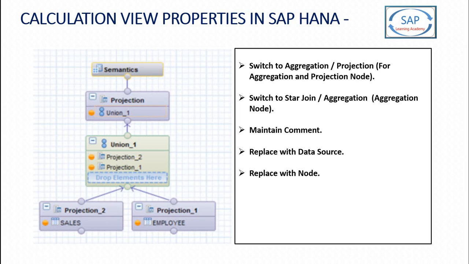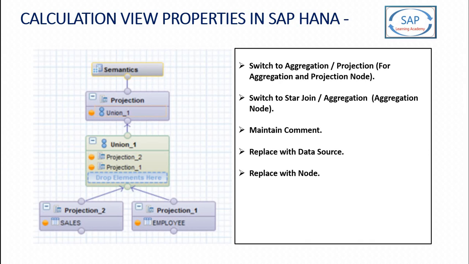And next is replace with data source and replace with node. This is also a very vital feature. Suppose you have a table called sales, and suppose that this table is not valid, then you want to replace it with some other table or data source. Then you can simply right click on this sales table and add a new table. Why this option of replace? Because you have an option to delete this complete projection and add a new table.